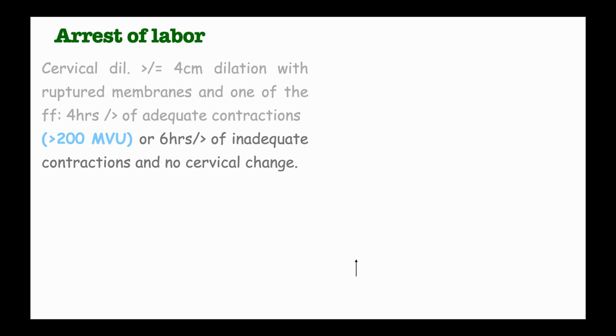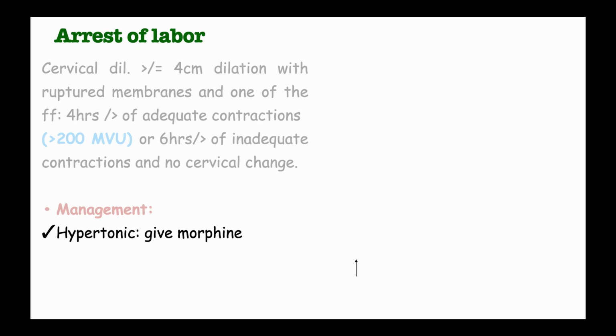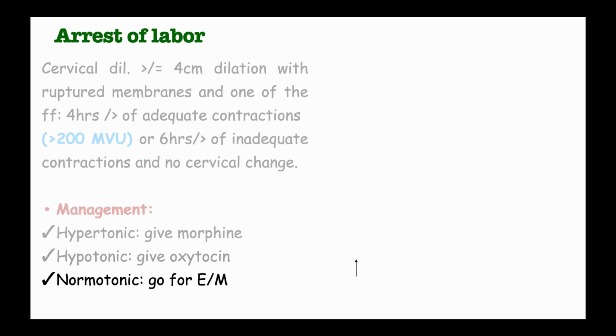Now, when we look at the management of arrest of labor, we have to determine whether it is hypertonic or hypotonic or normotonic, just as we managed in the active phase. And so if it is hypertonic, we give morphine, and if it is hypotonic, we give oxytocin to stimulate contractions, and if it is normotonic, then we have to go for emergency cesarean section.